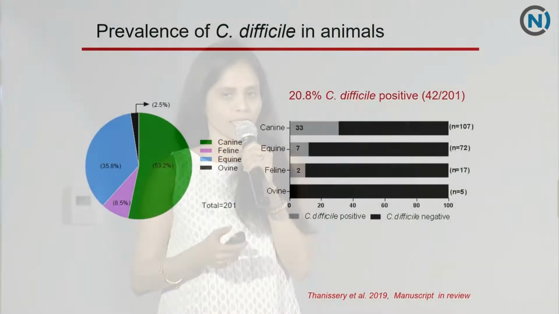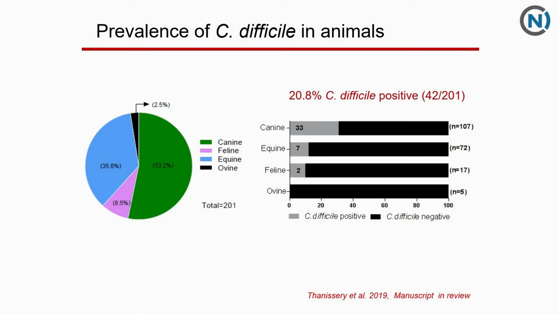So in total, 201 fecal samples from various animal species were tested for C. difficile, reminding you about the spooky factor number one, that's spores. So we enriched for spores in the feces, and we found that 20.8% of the samples were positive for C. diff, of which 33 were from dogs, 7 from horses, and 2 from cats.